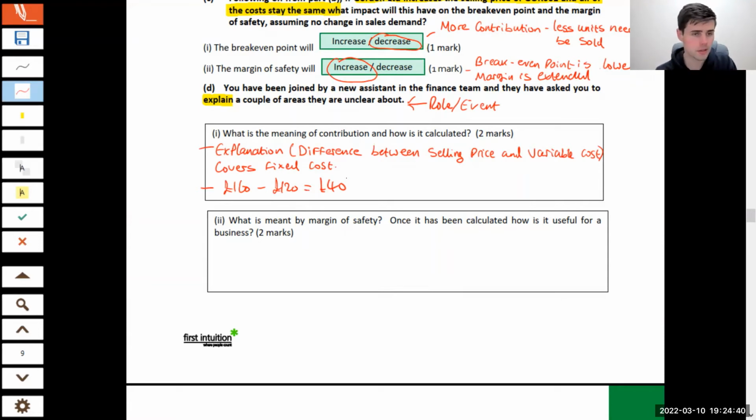You do not need to spend 15 minutes on this question. Get in, you make your points. There's 2 marks available, so there's 2 clear points. The meaning of contribution and the calculation. Do both of those, move on from it. You picked up the 2 marks.